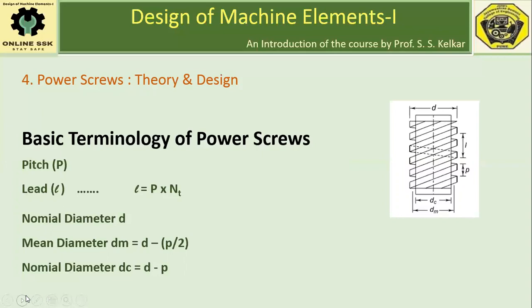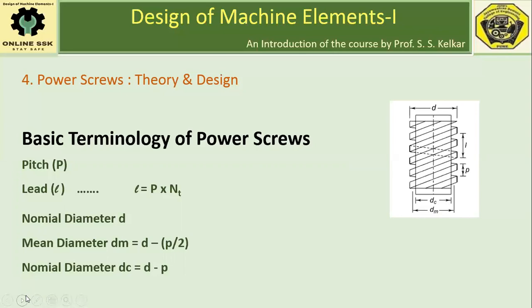Then the important term for a screw is the nominal diameter. It is also called the major diameter. It is the diameter used for designating the screw. A screw is designated or identified by its nominal diameter. It is the major diameter, maximum diameter, or outside diameter.